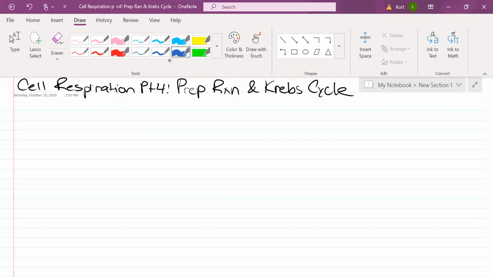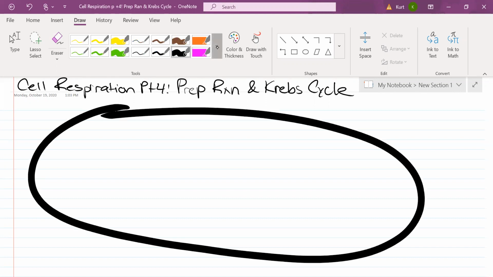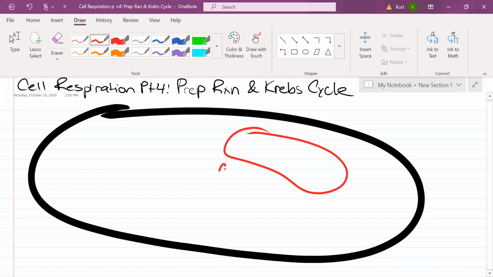So earlier in this unit, I've done this drawing and I'm going to do it again. This right here is a cell. This is the mitochondria. And within the mitochondria, you have cellular respiration. I've asked you to associate the word respiration with oxygen. That means that this environment is aerobic. Oxygen is required.